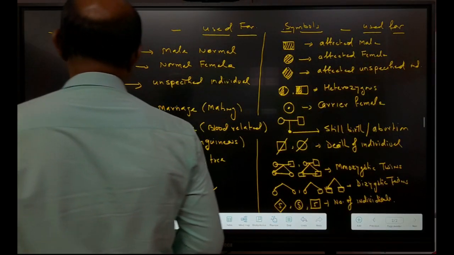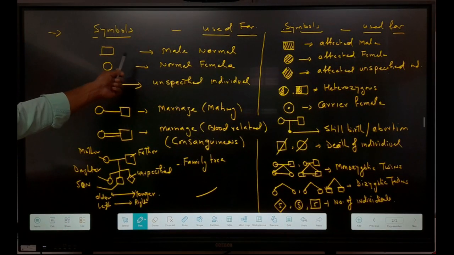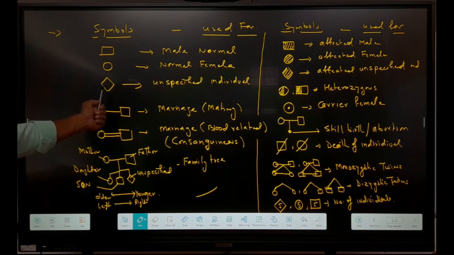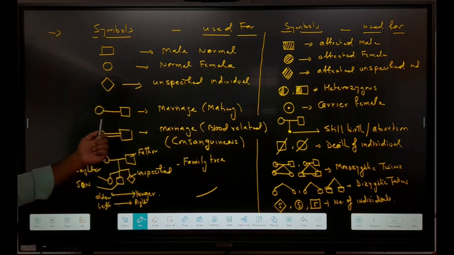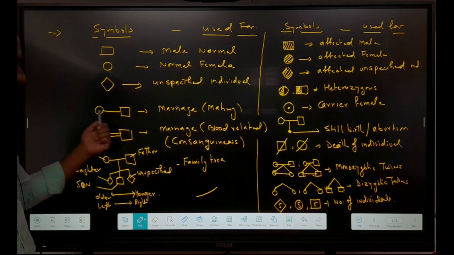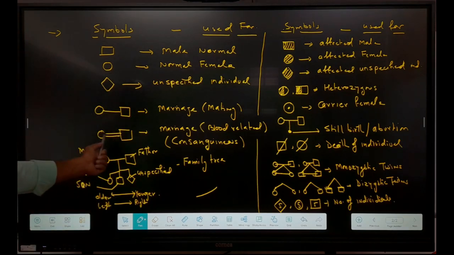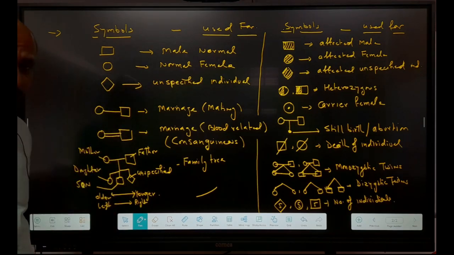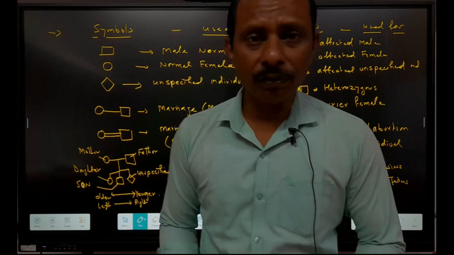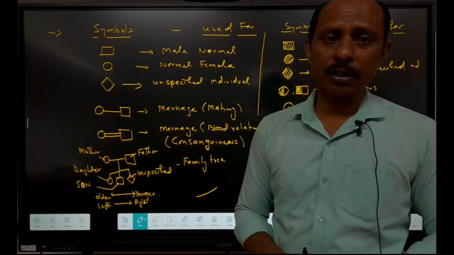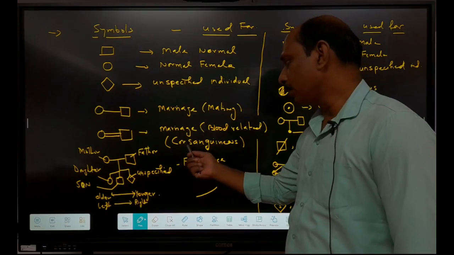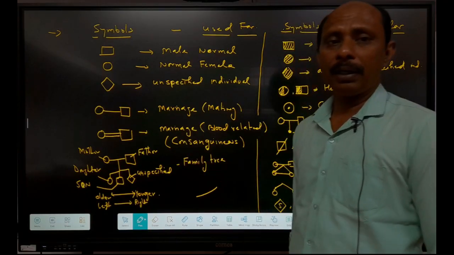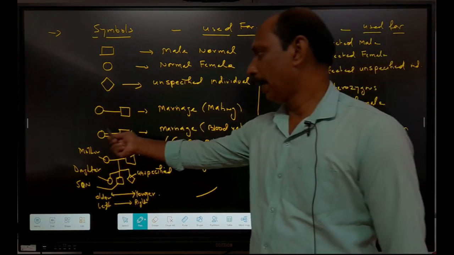Unaffected male is a normal square, female is a circle, and a diamond is an unspecified individual. That is the mating between two different individuals, right? Here we can say it is a normal marriage. Here it is consanguineous. Sanguivorous, as you already know, means blood sucking animals. Here sanguine means blood. So here consanguineous means blood related, right? Marriage is there.